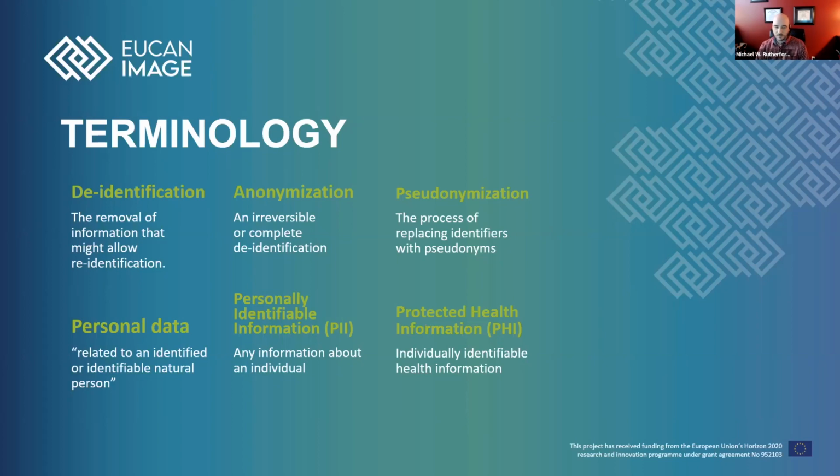Across the bottom here, the GDPR defines personal data as information related to an identified or identifiable natural person. Here in the US, we have a similar concept, personally identifiable information, or PII, which is any information about an individual. The last term here, protected health information, or PHI, is any individually identifiable health information.